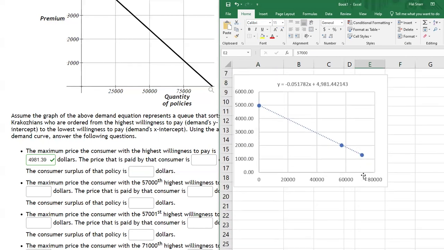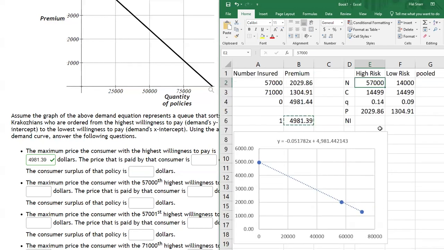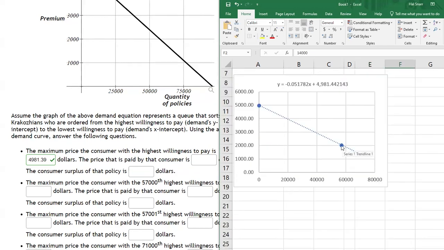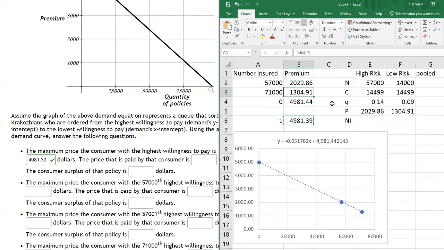So this value here is 71,000. This value is 57,000. The difference in those two numbers is 14,000. So there are 14,000 that populate the line from this dot to that dot. And these people are assumed to be the low risk Caucasians. And these people are considered to be the high risk Caucasians. High risk Caucasians all pay the same premium, the higher premium.